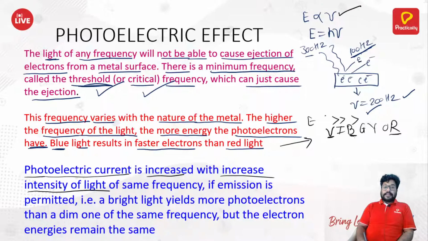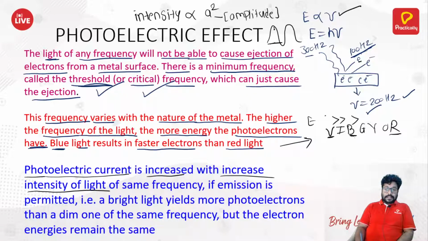Now, what is intensity? What is the relationship between intensity and frequency? There is no relationship as such. But the intensity of your light is directly proportional to the square of A. What is A? A is called amplitude. And what is amplitude? Amplitude is equal to the height of the crest or the depth of the trough. Remember, these are your waves. So this distance is called A. So the intensity of your light is directly proportional to the square of your amplitude.